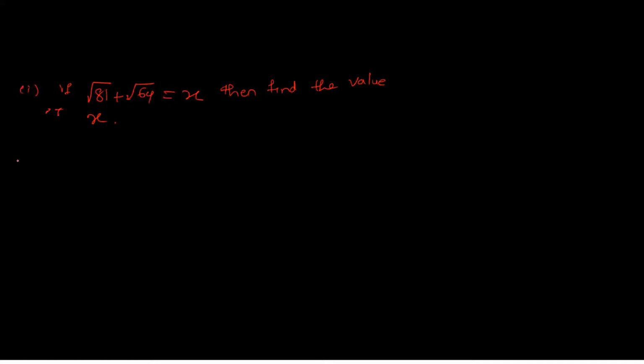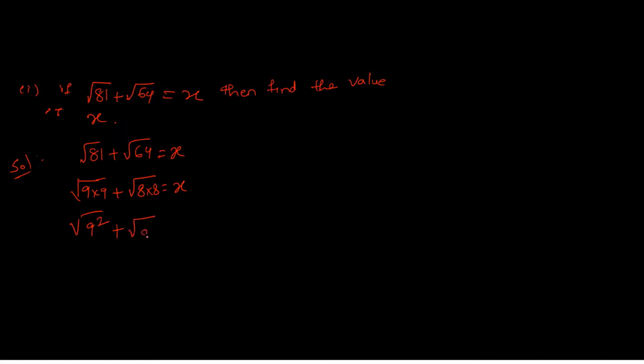So write it as solution. The square root of 81 plus the square root of 64 is equal to x. What is the square root of 81? We can write 81 as 9 into 9 plus 64 as 8 into 8, which is equal to x. 9 into 9 we can write as 9 square and 8 into 8 as 8 square, which is equal to x. The square root will get cancelled. The remaining is 9 plus 8, which is equal to x.